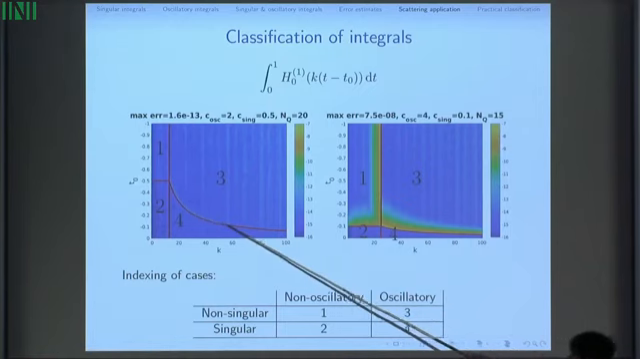What's interesting about this, and we found that the best way to do this was to actually choose this curve here to be a curve and not just a straight line. And what that means is that whether or not a near singularity is worth worrying about depends on whether or not your integral is oscillatory.